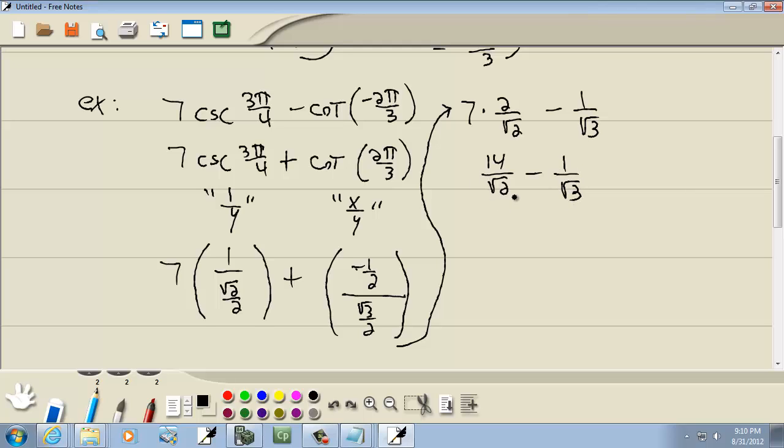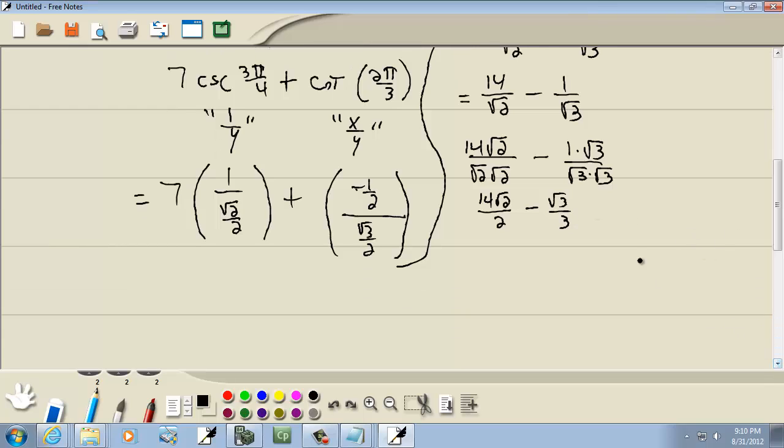Don't want the radicals downstairs, so I'll multiply my first fraction, top and bottom, by the square root of 2. And this one I'll multiply top and bottom by the square root of 3. And we get 14 square root of 2 over 2 minus square root of 3 over 3. Now, I could simplify this, and that'll make it a little bit easier.